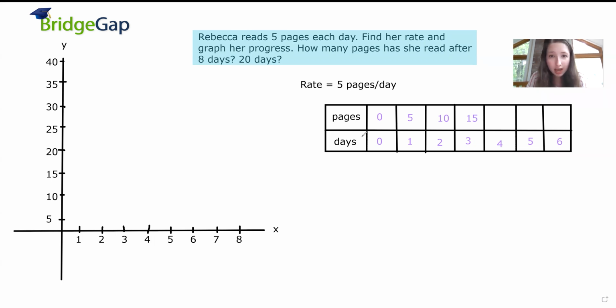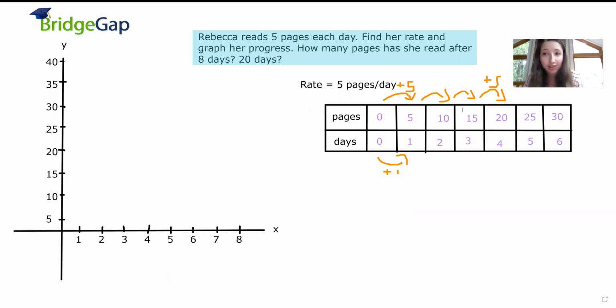So as you can see, as we are increasing by 1 on the bottom here, plus 1, we are increasing by 5 pages. So after every day, we increase by 5 pages. We're going to keep going, plus 5 every day. So now we're just essentially counting by 5. So we've got 5, 10, 15. After 4 days, that's 20. After 5 days, that's 25 pages. And after 6 days, that is 30 pages. So that is a good way to figure out some points.